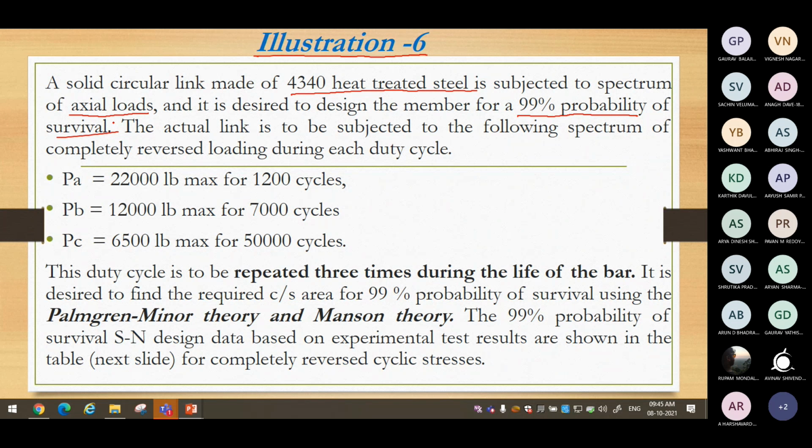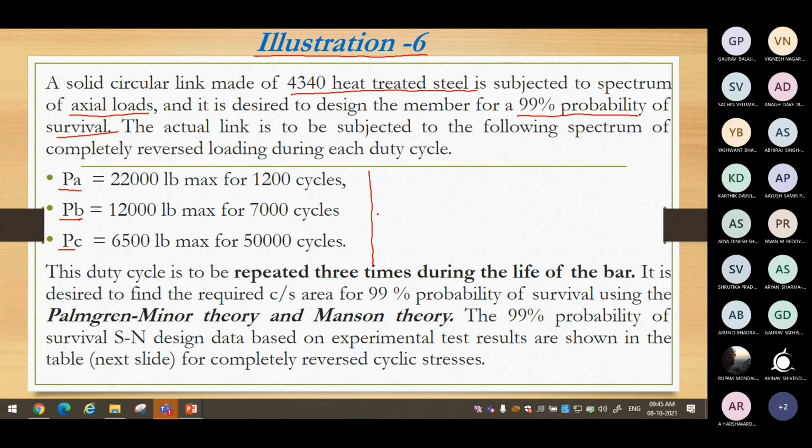And that component, whatever you are designing, is subjected to the following type of load. So here stress is not given. In the previous problem, stress is given directly. Here load is given. So this LB indicates pound. 22,000 pound, 12,000 pound and 6,500 pound of load has been applied. How many cycles, corresponding cycles, that is also mentioned. And moreover, this duty cycle is repeated 3 times during the life of the component or that particular link.